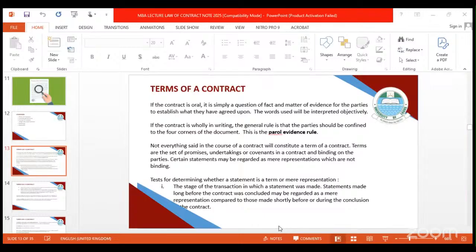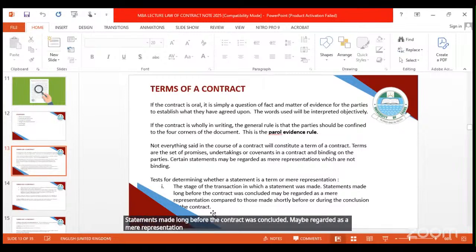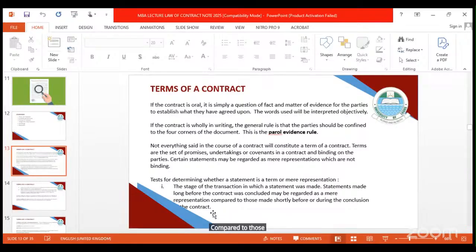The stage of the transaction in which a statement was made. Statements made long before the contract was concluded may be regarded as a mere representation compared to those made shortly before or during the conclusion of the contract.